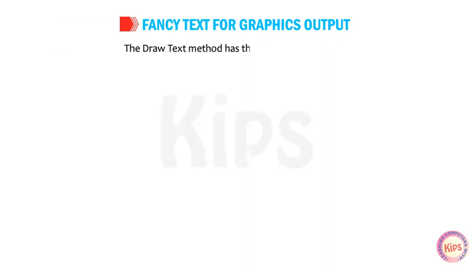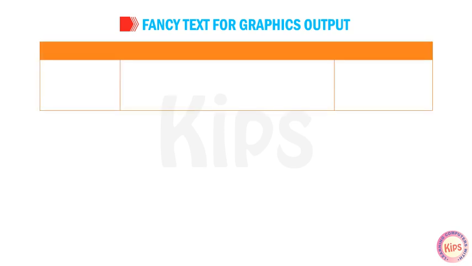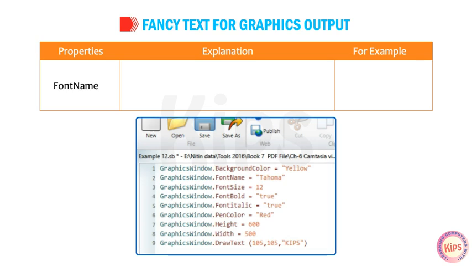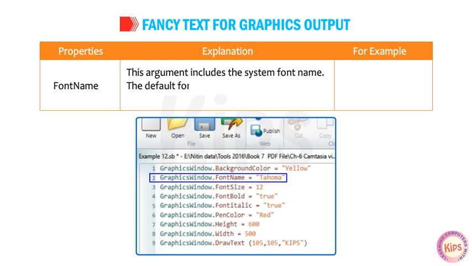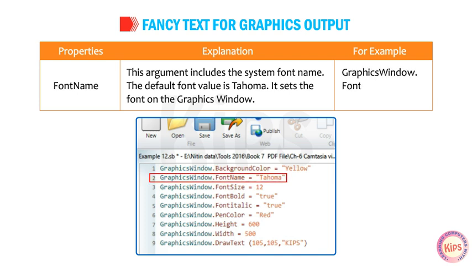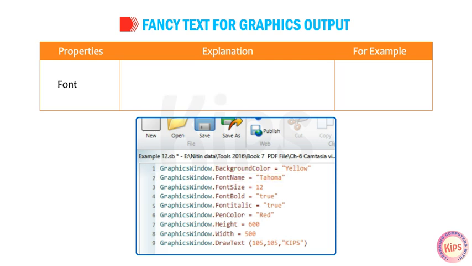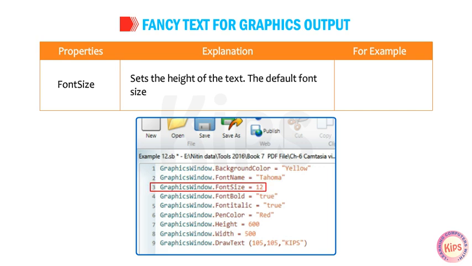The DrawText method has the following properties. Properties, explanation, for example: Font name. This argument includes the system font name. The default font value is Tahoma. It sets the font on the graphics window. GraphicsWindow.FontName = "Arial". Font size sets the height of the text. The default font size is 12. GraphicsWindow.FontSize = 10.